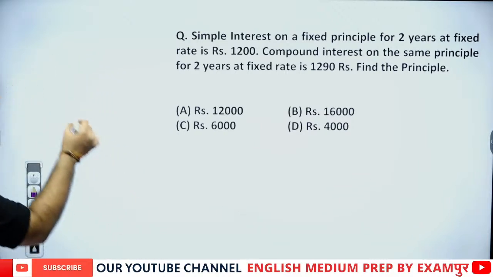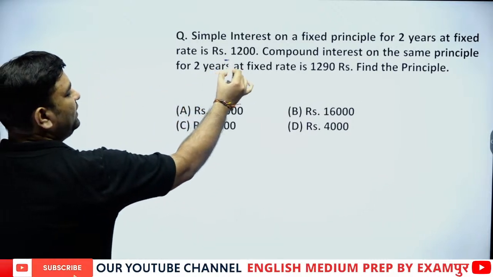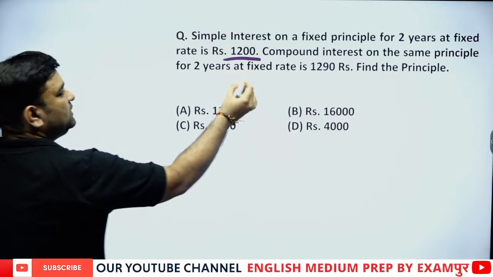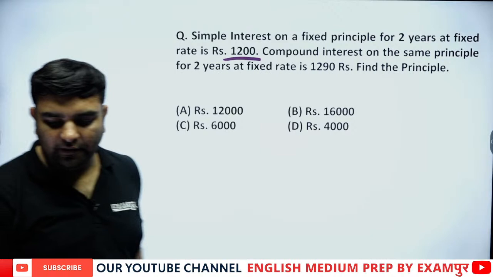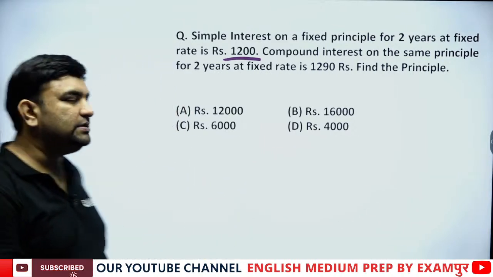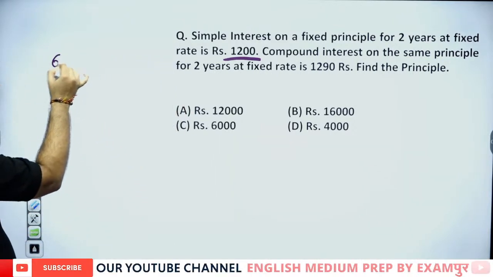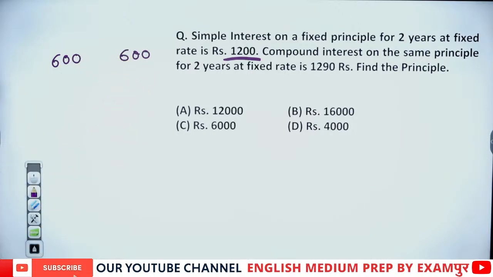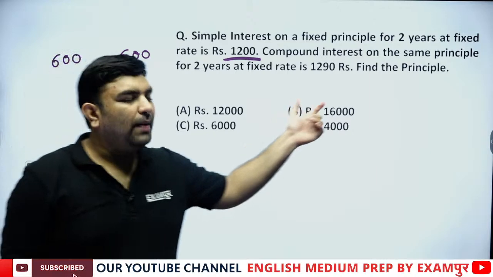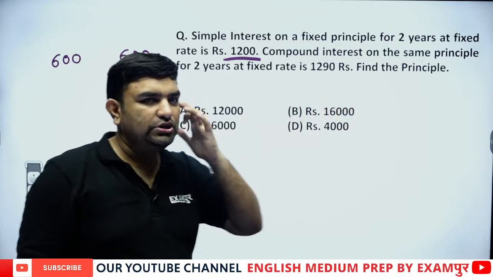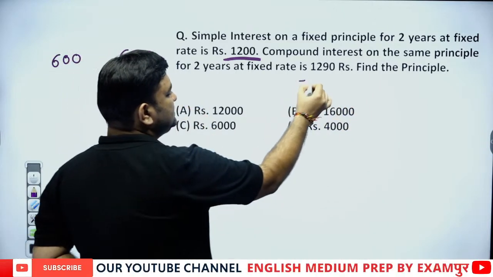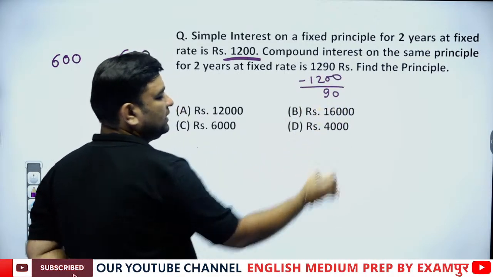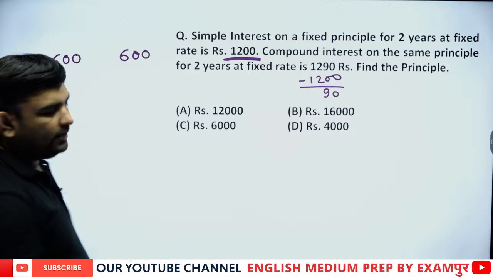You will say, sir, simple interest for every year is equal. So if for 2 years it is 1200, it is 600 every year, and compound interest is 1290. So how much extra? 90 extra.